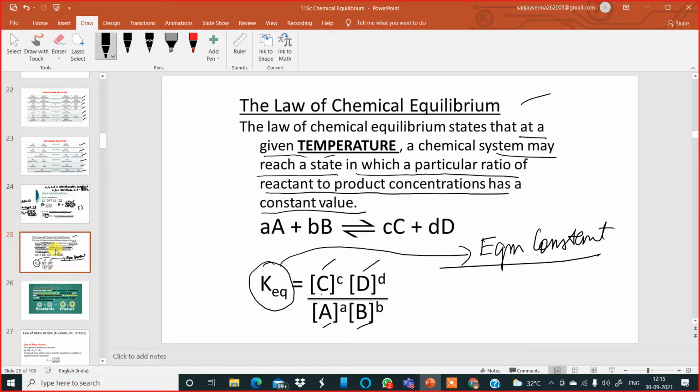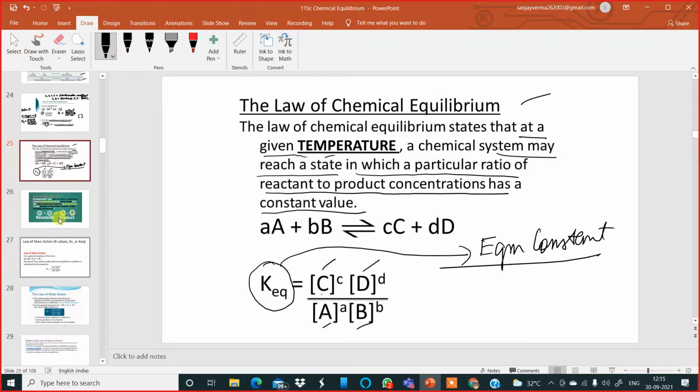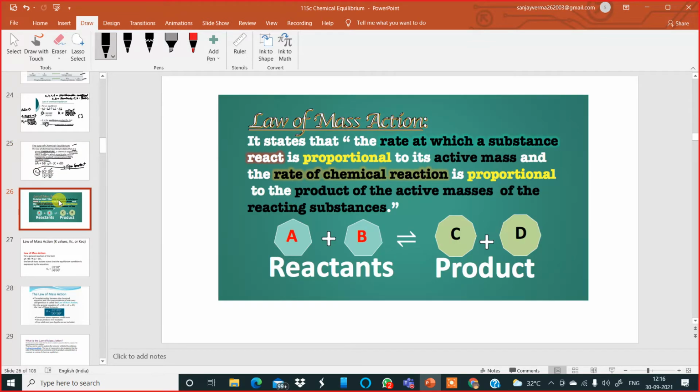After this statement, we move to the next slide to understand further, which is the most important thing in this chapter, called the law of mass action, at constant temperature. This law states that the rate at which a substance reacts is proportional to its active mass, and the rate of a chemical reaction is proportional to the product of the active masses of the reacting substances. So that is the law of mass action.